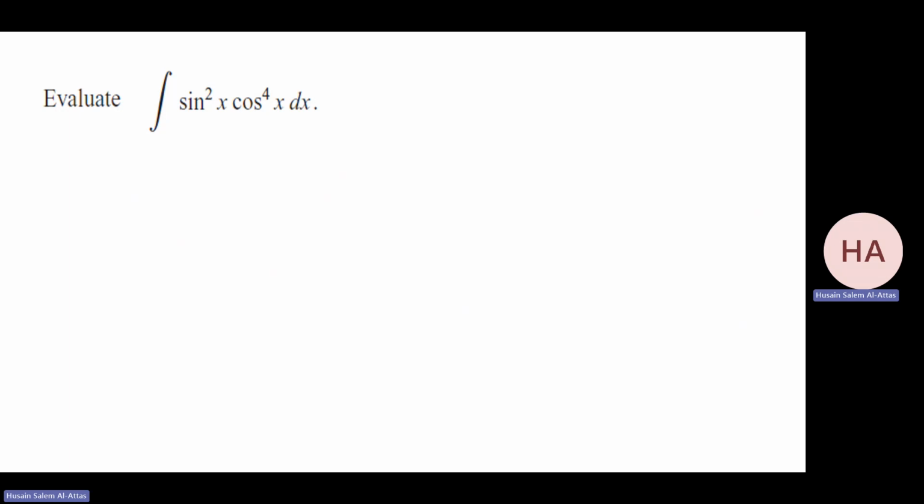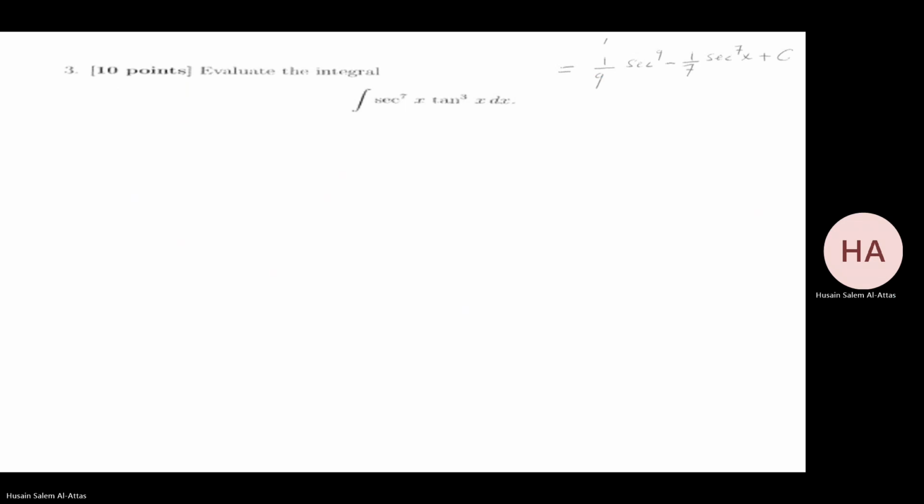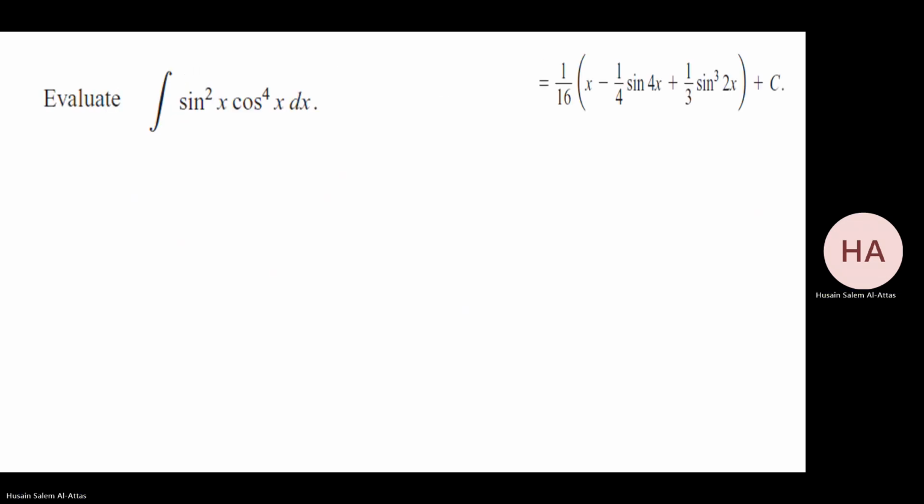Sine squared cosine to the power 4. Both of them are even powers, so that will make it a little bit complicated. And then tan to the power 4, then I think I will stop. This one is a little bit complicated, not this one. This one.